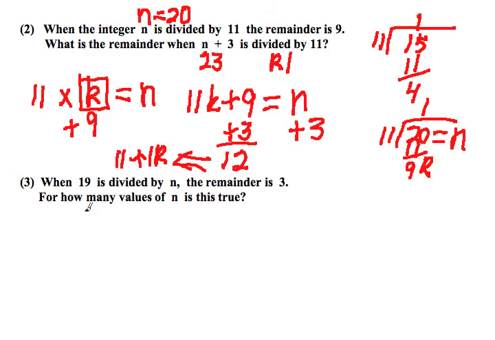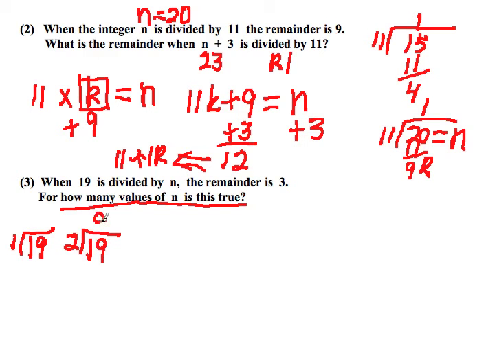Okay, when 19 is divided by n, the remainder is 3. They want to know for how many values of n this is true. Okay, so what would be a good place to start? Well, how about 1? 1 into 19, remainder of 0. 2 into 19 goes 9 times with 1 remainder. I want a remainder of 3, so we'll go up 2 here.